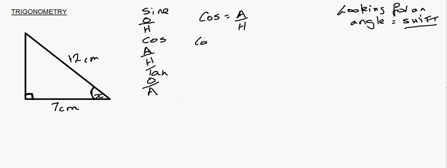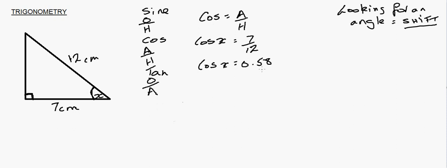So cos x equals, now the adjacent is 7 and the hypotenuse, remember the longest side, is 12. So cos x equals, so I go to my calculator and I go 7 divided by 12 equals, near as damn it, 0.5. It actually goes 0.58333333, but that's close enough for rock and roll.